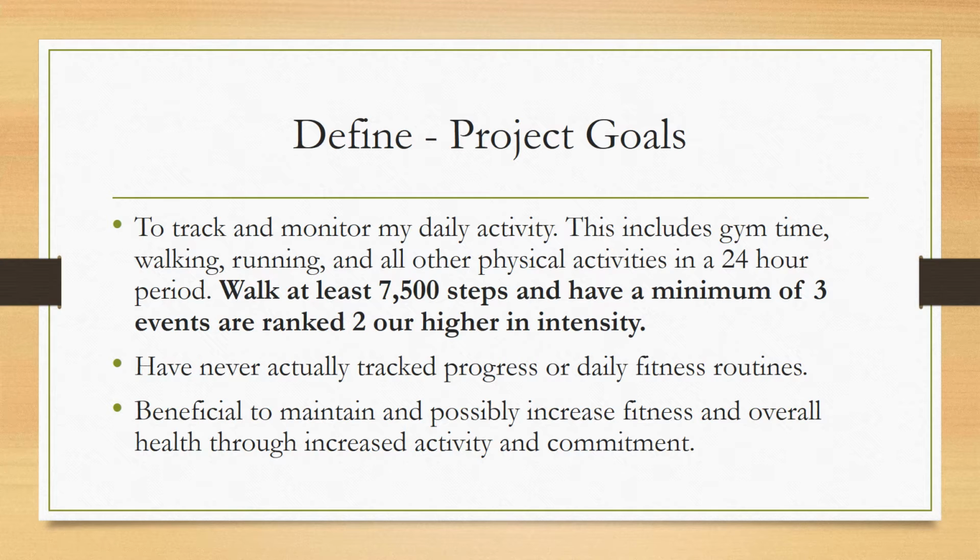To make a more specific goal, our actual goal is a two-piece goal. One piece being that I walk at least 7,500 steps a day, and the other piece is that I have at least 3 events that are ranked 2 or higher in intensity. Now, the intensity ranking is a subjective ranking that I've made up from 0 to 5. 0 being no activity at all, 2 or 3 being maybe running or walking, and those 4s or 5s are going to be like a really heavy hike or really intense workout or a really, really long run, something like that. So it's just a ranking I give myself, and I want at least 3 of those a week.